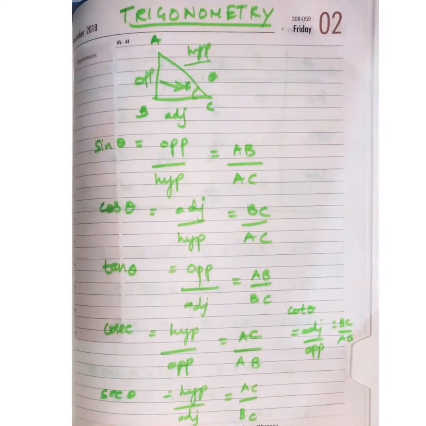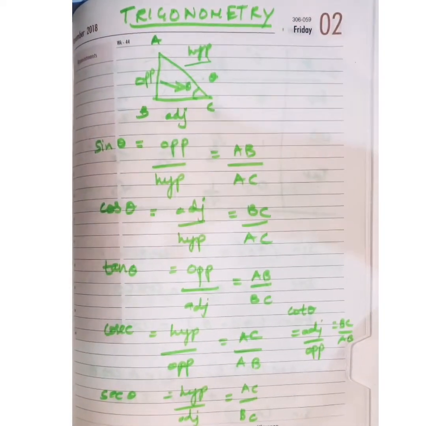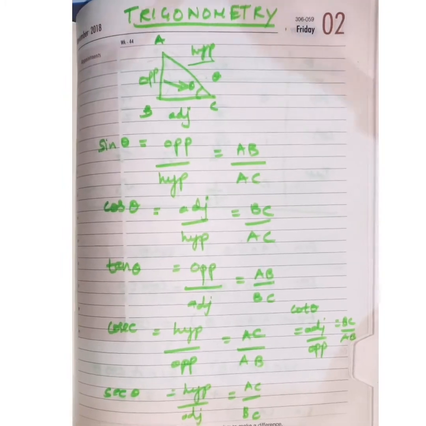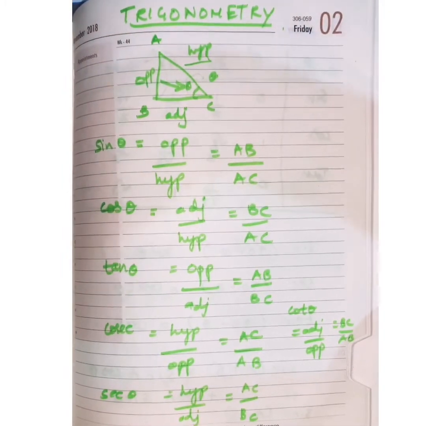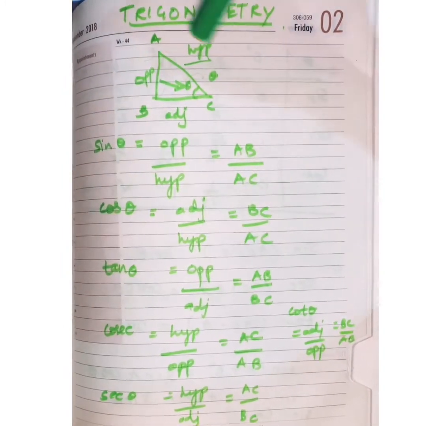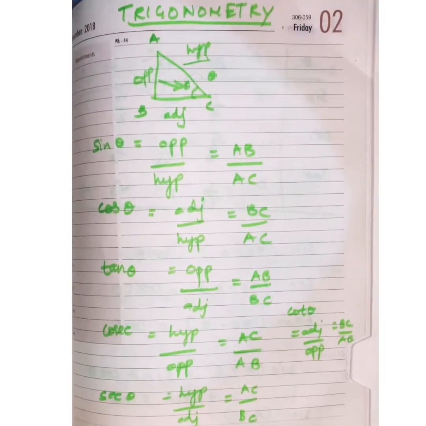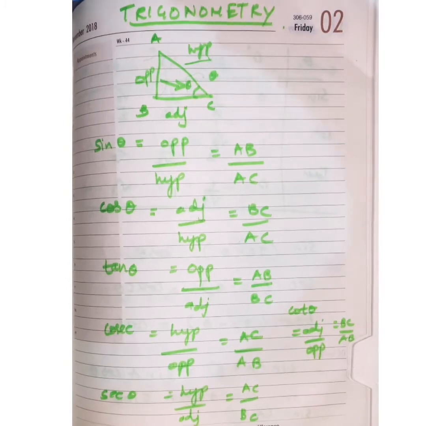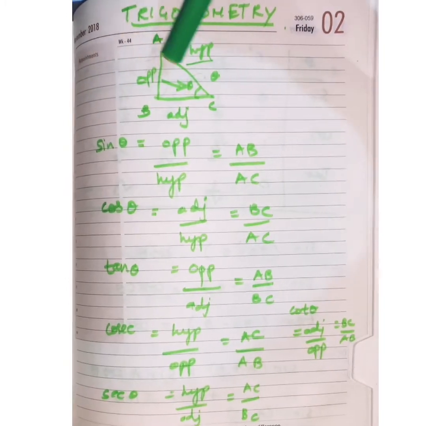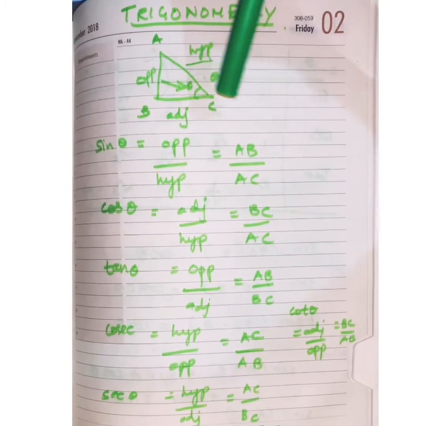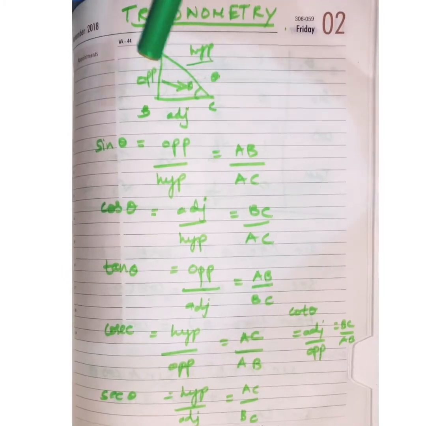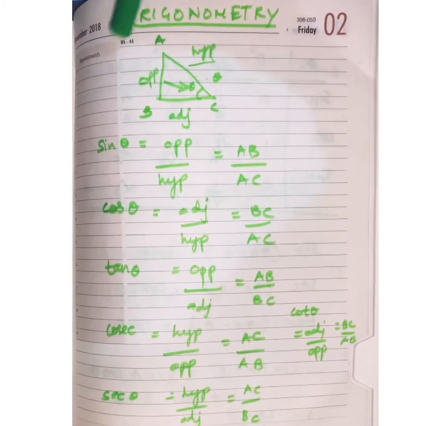Today's topic is trigonometry, and let me tell you how to find the opposite, hypotenuse and adjacent in a triangle. What is the hypotenuse in a triangle? The longest side is the hypotenuse. And what is opposite? The opposite is the side which is opposite to the angle.